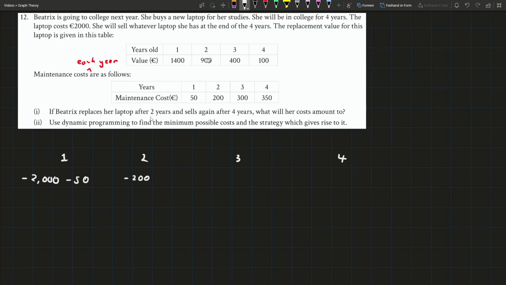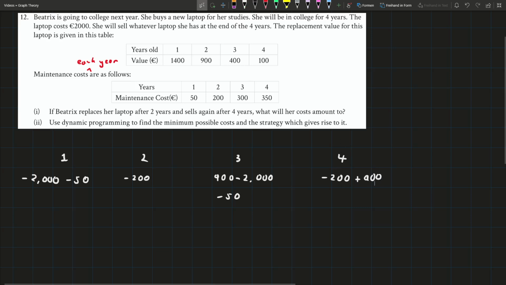So it's now 2 years old. So we get 900 for that. But then we have to buy it again for 2,000, buy the laptop. And now we're in our first year of maintenance costs, so we do minus 50 again. And then in our fourth year, we've only had the laptop, this is our second year of having this new laptop. So what we're going to have is minus 200. And then she just sells the laptop, whatever laptop she has at the end of the 4 years. It doesn't say she buys it again at the end because she's done college now. So she just sells it, and it's 2 years old, so it has a value of 900.